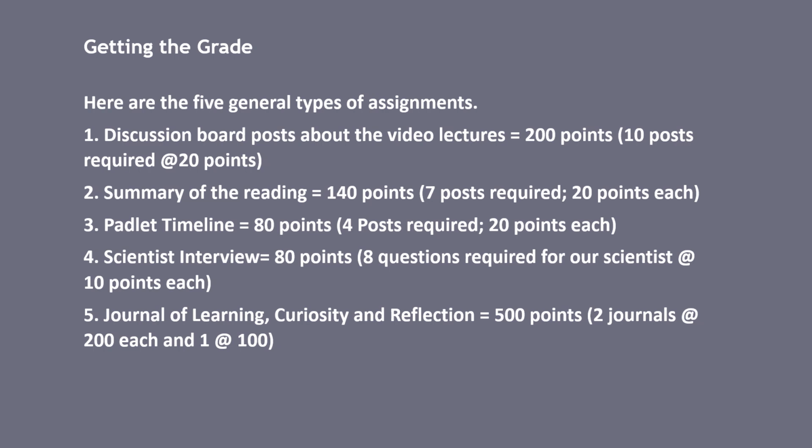And then the last is the Journal of Learning, Curiosity, and Reflection. There are 3 of those. There are 2 journals that are worth 200 points and 1 final journal that is worth 100 points. So that's how the course grade is totaled up. That's how things are weighed out. And one of the things I think you should pay attention to is that the journal has a relatively high weight, but that everything else is kind of even. So if you just keep up with stuff, you should be fine.